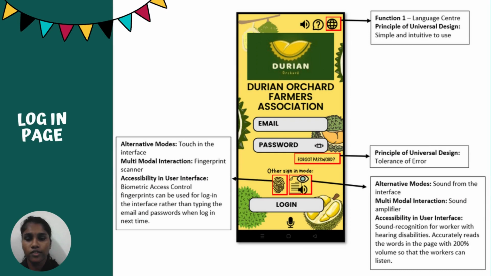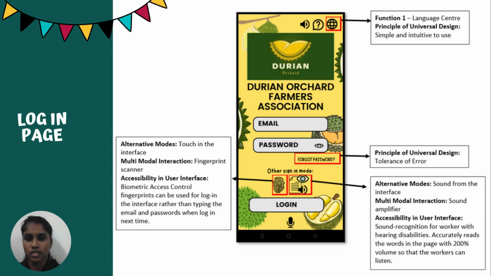This is our interface and its login page. The first function is Language Center. Principle of universal design for Language Center is simple and intuitive to use. Second is Principle of universal design of tolerance of error, which is forgot password. Then third is biometric access control, which is fingerprint. Its alternative mode is touch in the interface.